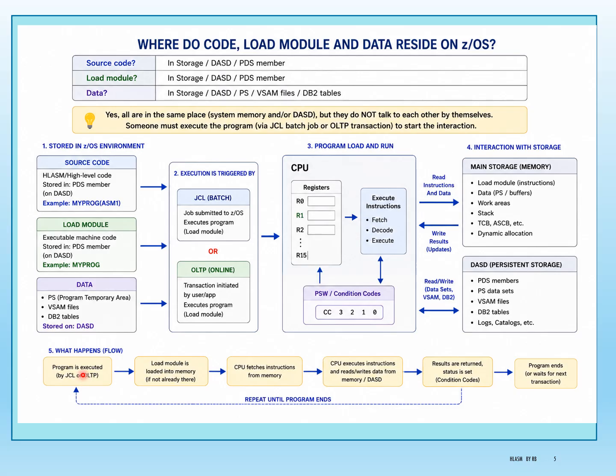So it's like this, right? A JCL, then a load module is loaded into memory. Then the CPU fetches the instructions from the memory. Then the CPU executes the instructions and reads or writes data from the memory and DASD. Results are returned, status is set, that is happening in the CPU, and finally the program is waiting for the next instruction. The loop will continue. At some point it will say, okay, my execution is completed, everybody goes back home.